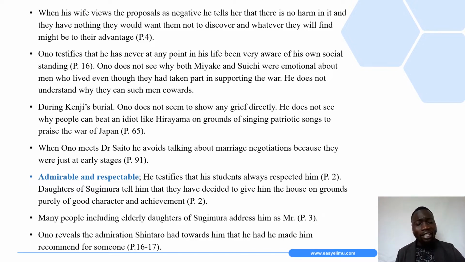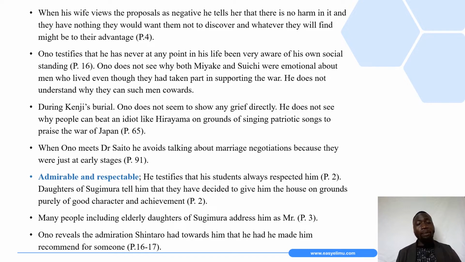Another character trait portrayed by Masuji Ono is that he is admirable and respectable. He testifies that his students always respected him. And again, the daughters of Sugimura tell him that they have decided to give him the house on grounds purely of good character and achievement. Remember that the house was not given to Masuji Ono because he was the highest bidder. No, what the daughters of Sugimura were looking for is simply someone who was respectful and also of good character and achievement, because that is what their father would have preferred.